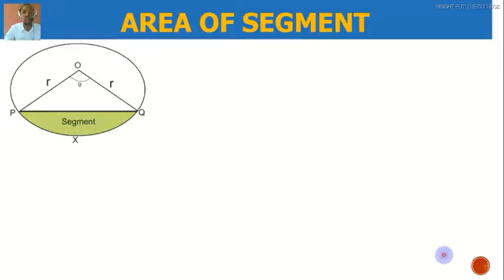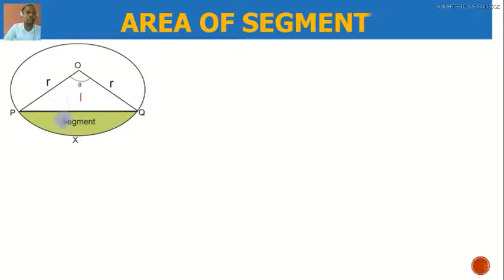Now, how do we obtain area of segment? If you look at the figure that is here, for us to get the area of the segment that is here, we need to first of all find the area of the sector. You have seen the shape that looks like a cone inside this circle. That is the sector of the circle. So we need to find the area of the sector first. Then we will now subtract the area of the triangle that is here.